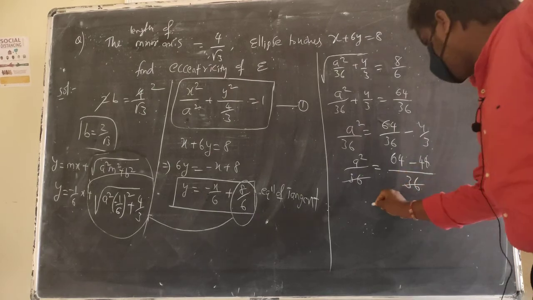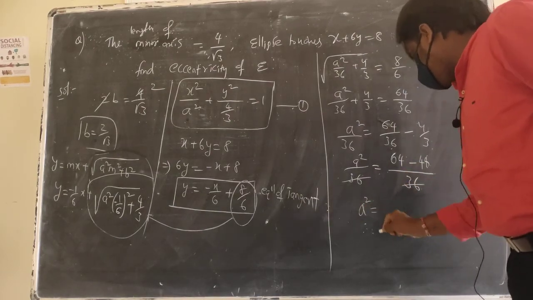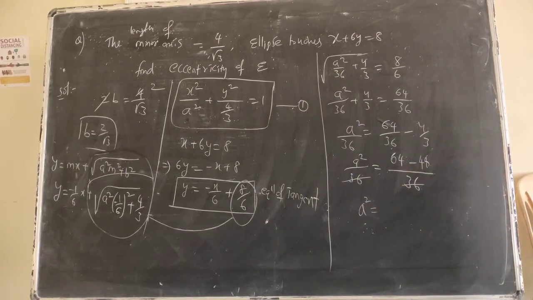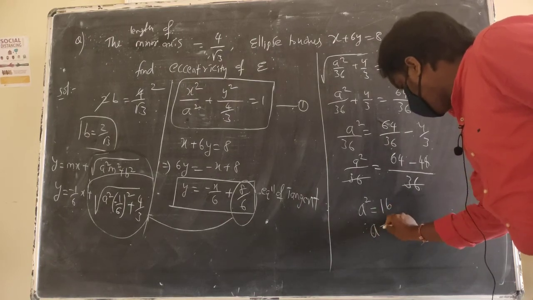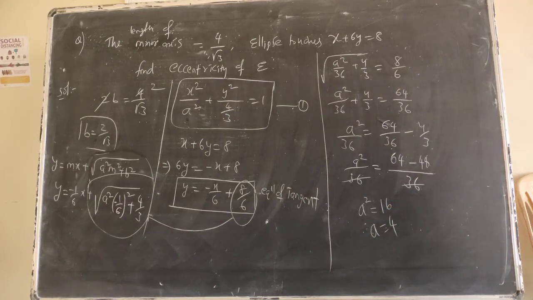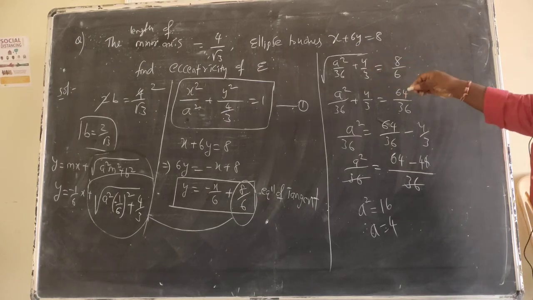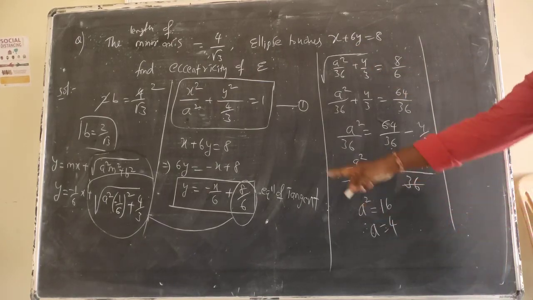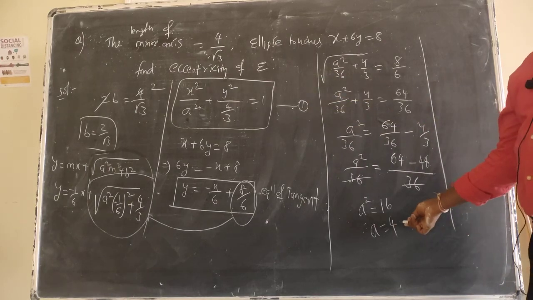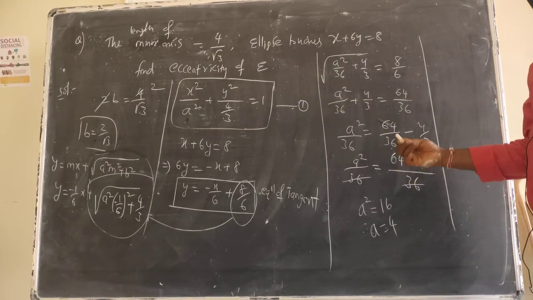So a square is equal to, I am getting, 64 minus 48, that is 16. So a is equal to 4, you got. So what is the eccentricity? Eccentricity, a is 4, b is what here? b is 2 by root 3. So a is more, right? So a square is more, b square is less.